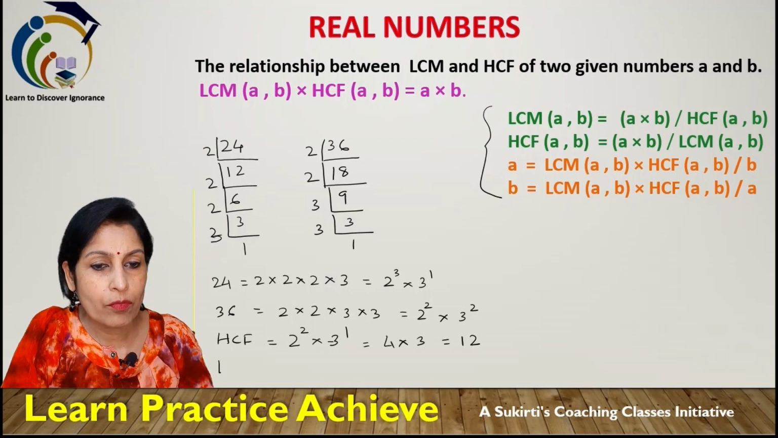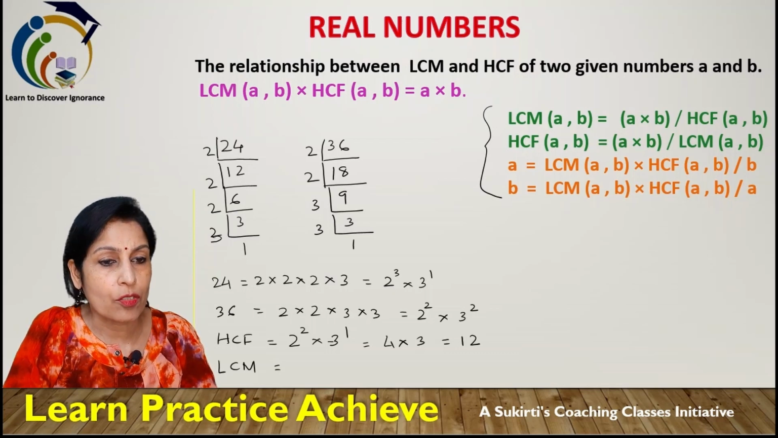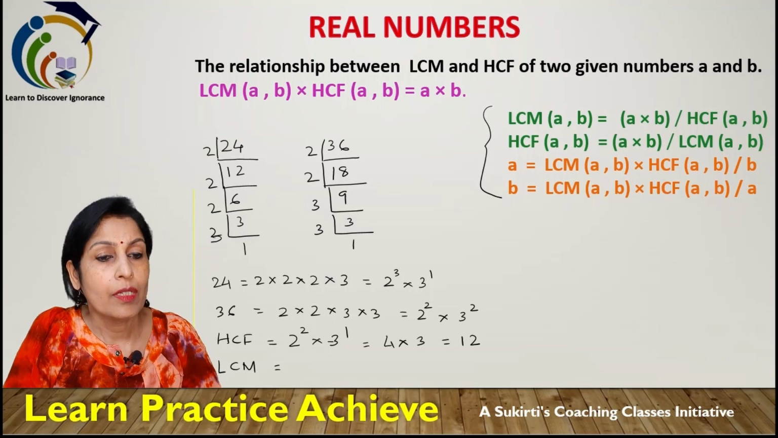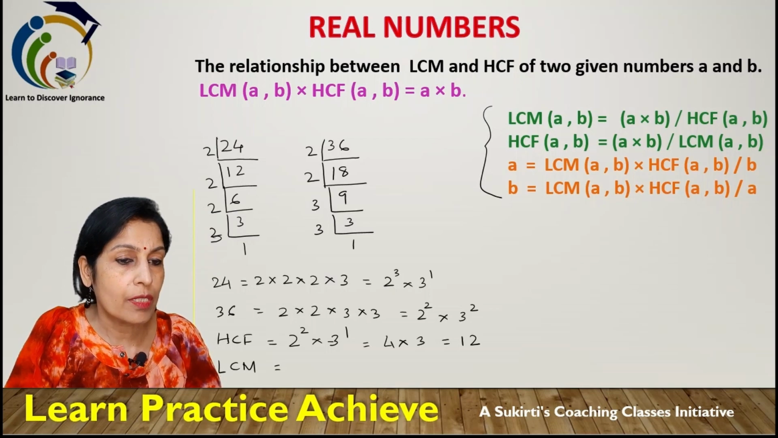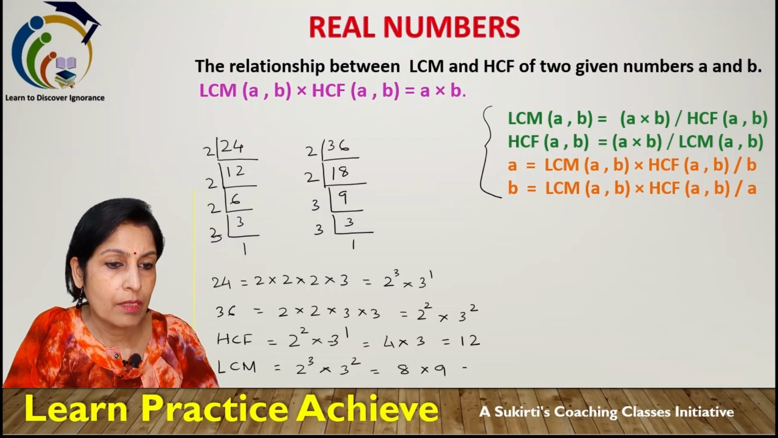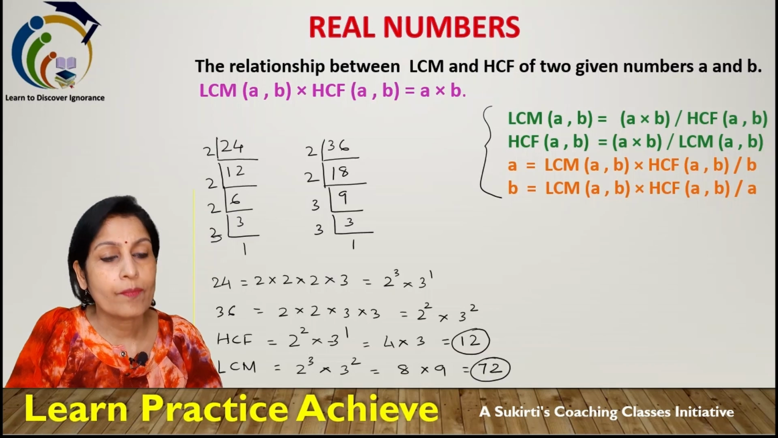And in the same way, when we find the LCM of the given numbers, we will take the highest power of the prime factors, and the factors which are left. So all the numbers we will take with the highest power. Here we will take 2 to the power 3 into 3 to the power 2. So that is 8 into 9, which is equal to 72. So 12 is your HCF and 72 is your LCM.